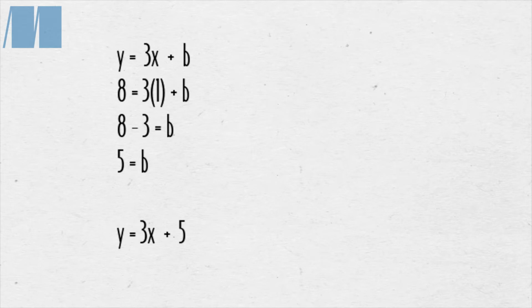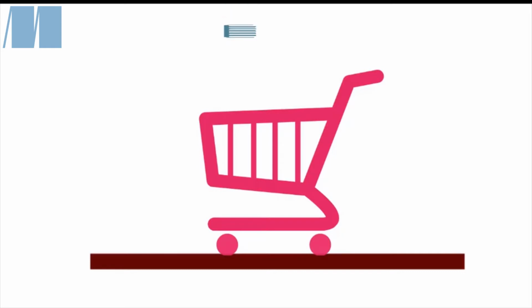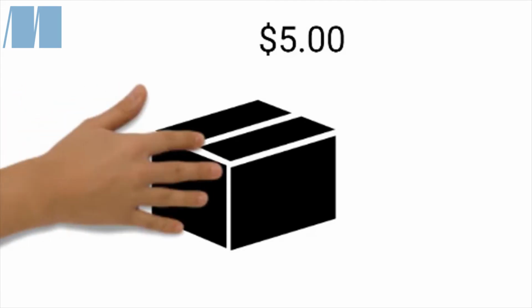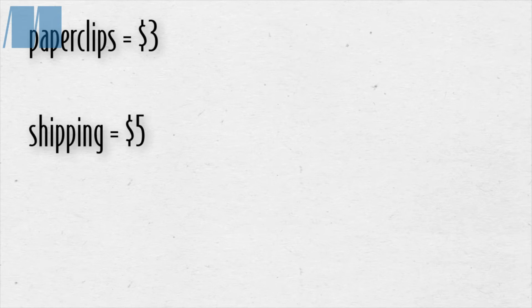You can think of that slope, the m, as the weight. For example, in this case, for every box of paper clips you put in your shopping cart, it's going to cost you $3. That's the weight of the paper clips. The y-intercept, on the other hand, is the bias. That's the number you're going to pay regardless of how many boxes of paper clips you buy, or in this case, $5.